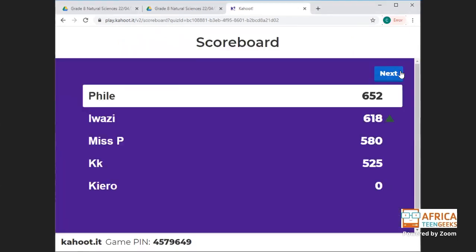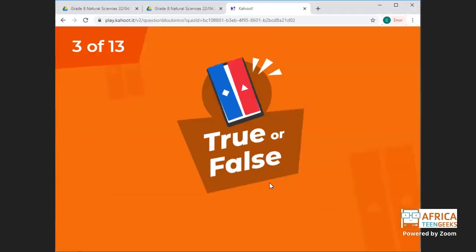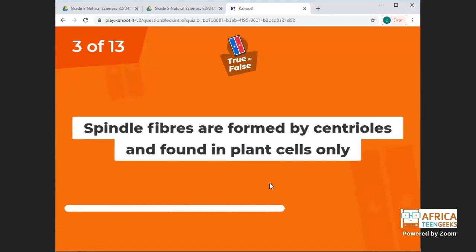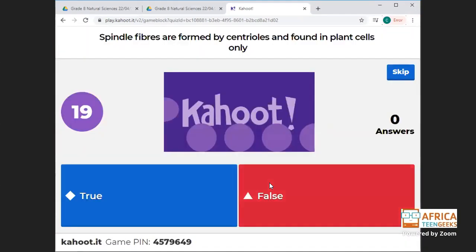Let's see. Ooh, Pile from number 1 to number 5. Yo, Lwazi, we see you. Tyrese, Cairo, Letabo, we see you guys. Spindle fibers are formed by centrioles and found in plant cells only. True or false, right?